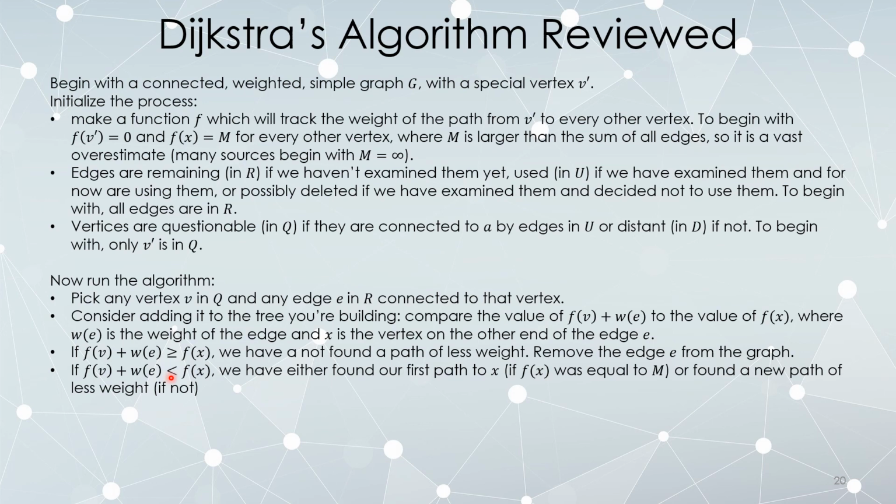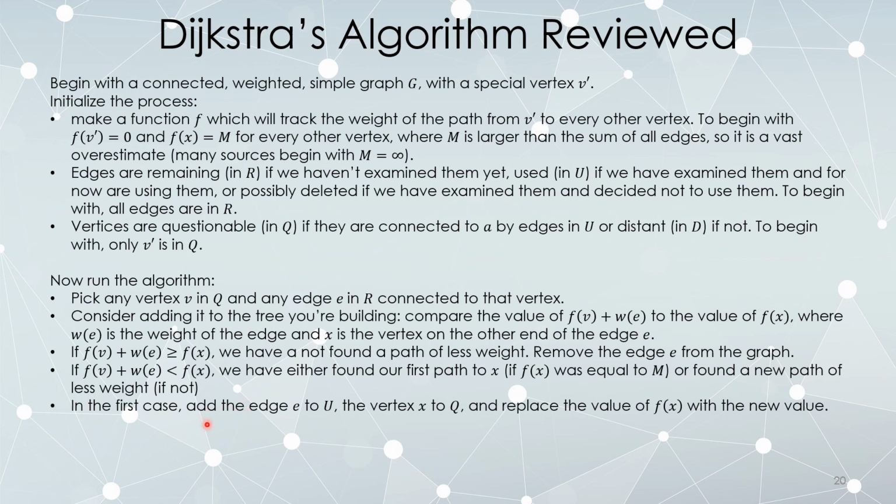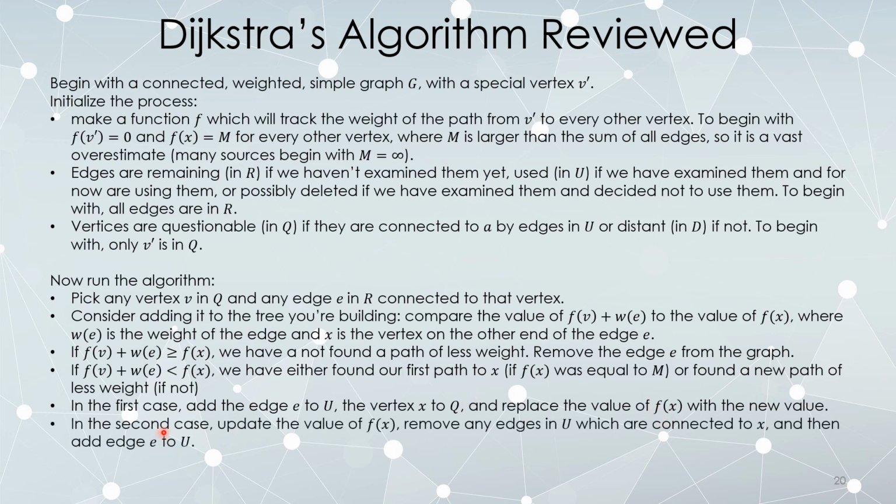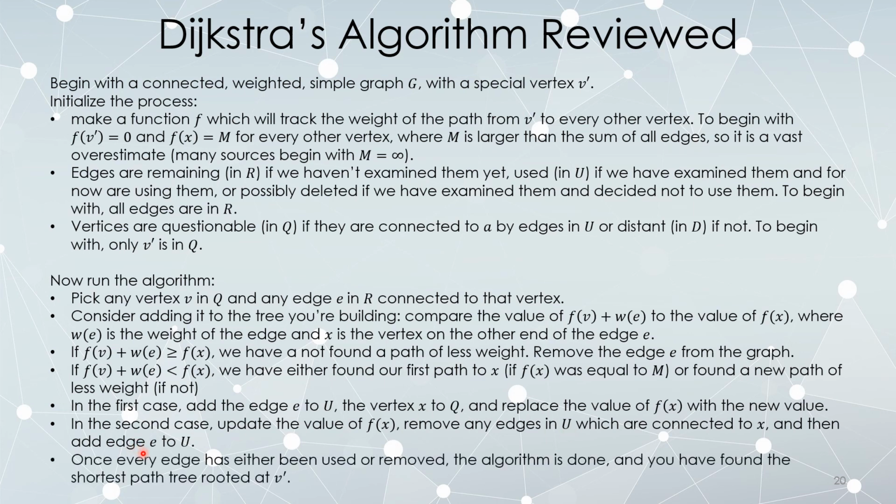If your new path is shorter than the existing path, maybe you found the first path there if the existing value was your big overestimate, or you already had a path but you found a new one. If it's your first path there, you're going to use that edge, add it to the used ones, and that becomes a questionable vertex and update the value of your distance estimate. If you actually found a shorter path to something you already had a path to, update the value, remove the old connection to that vertex, and add your new connection to that vertex. At a certain point, you're going to have every edge either used or removed, and then the algorithm is done. And what you've done is you have found the shortest path from home base to everywhere else.